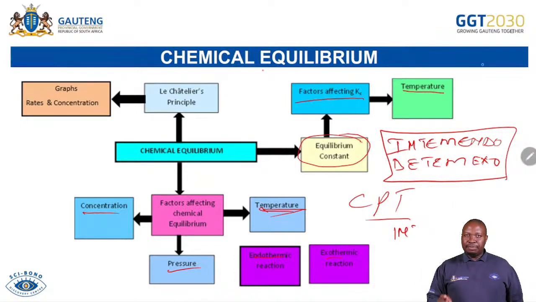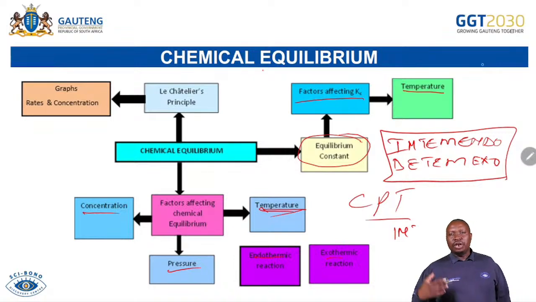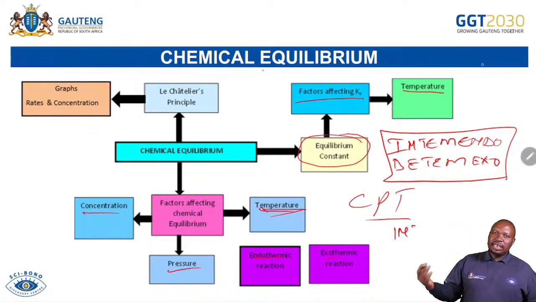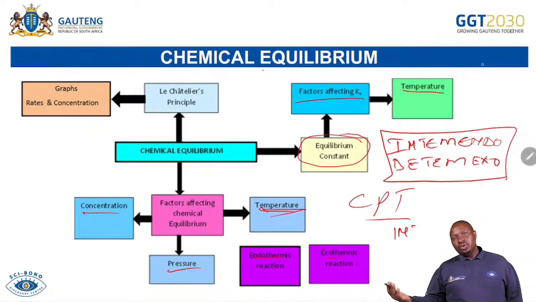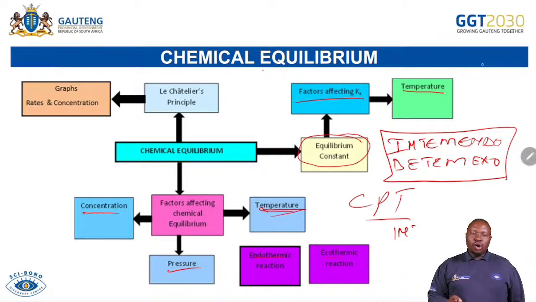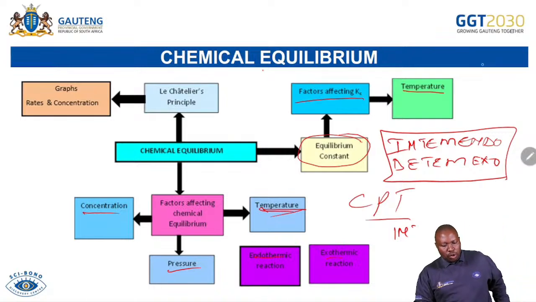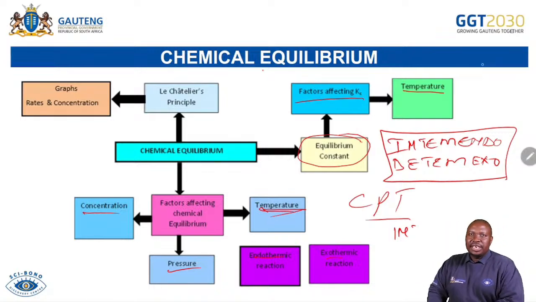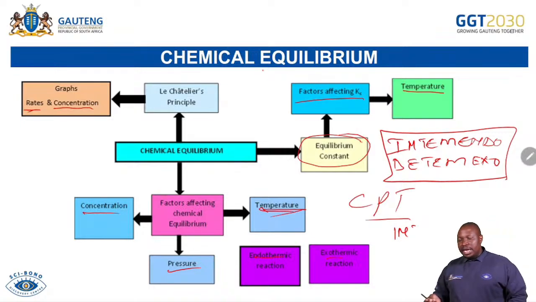But Kc is affected by only temperature. So be careful when you get a question of Kc where temperature is not a factor, to say the increased concentration, you know that only temperature can affect the equilibrium constant. The issue of Le Chatelier's principle, knowing how to state Le Chatelier's principle, and then drawing the graphs. You must know the graphs of rates and the graphs of concentration as far as this section is concerned.